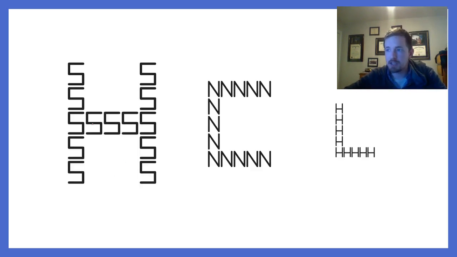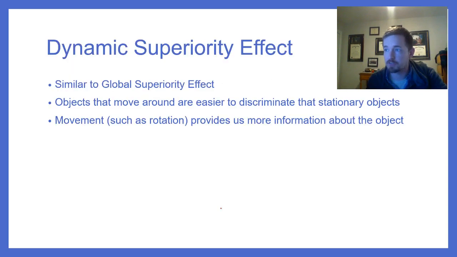So here what we're seeing is, if I were to ask you about each of these, you would probably say that this is an H, this is a C, and this is an L, even though what we're actually seeing is an H that is created out of several S's, an N that is created of several S's, a C that is created of several N's, and an L that is created out of several H's. So that's the global superiority effect. It's our tendency to notice the big parts first.